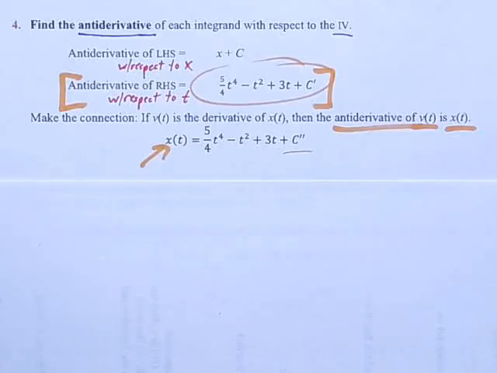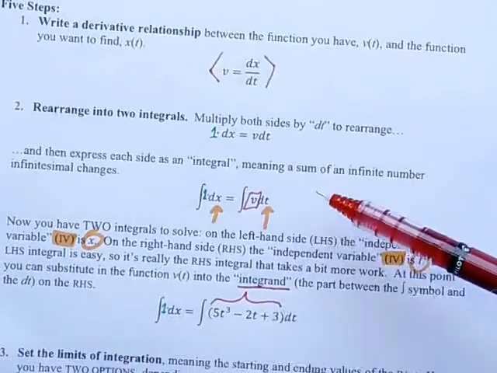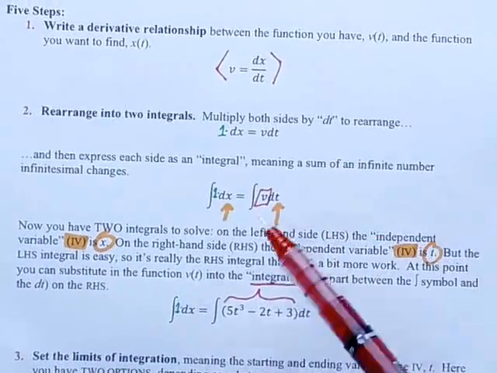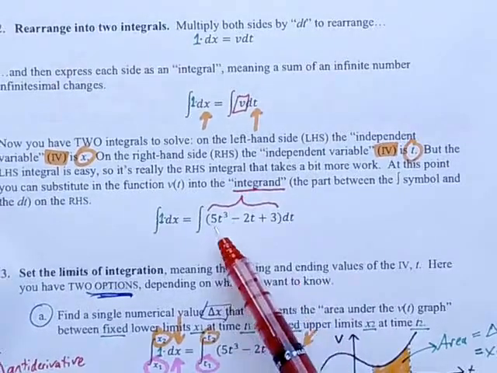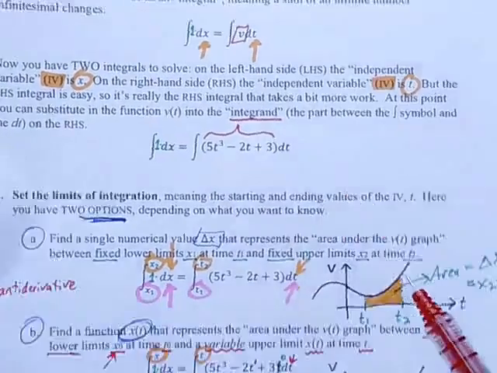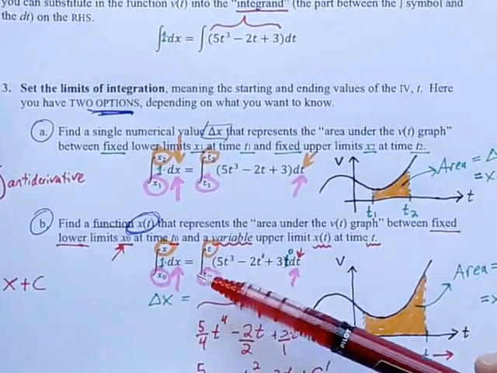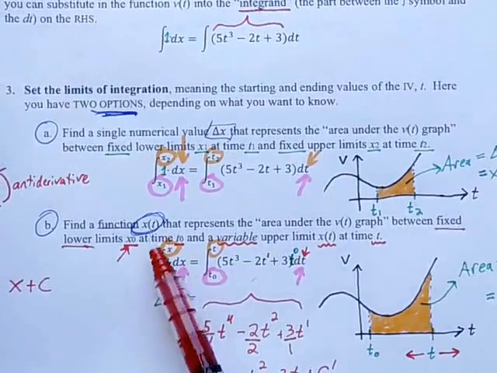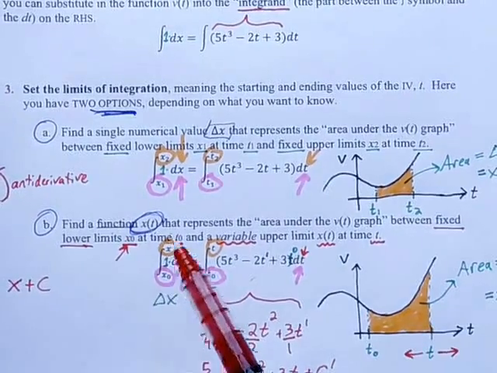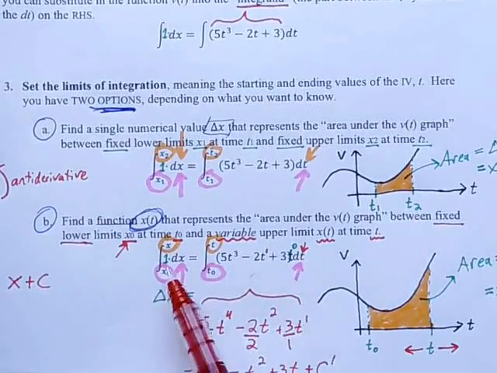I'll recap how we got here and then pick up where we left off. So we started with a derivative relationship, rearranged that into two integrals. One integral equals another integral. Substituted in our integrand, chose our upper and lower limits of integration, depending on whether we wanted to find a particular area delta x or we wanted to find the function x of t. Then we determined the antiderivatives of the integrands on either side.